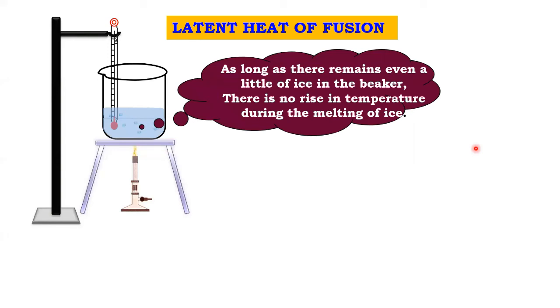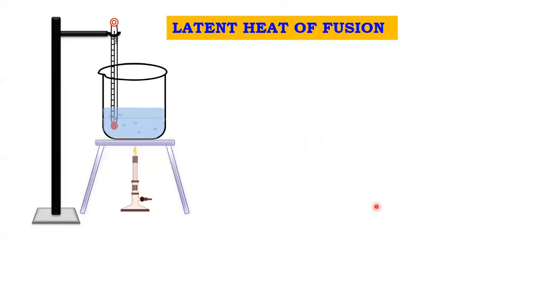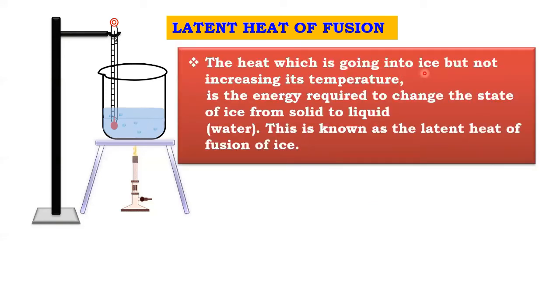So the amount of heat energy taken by this ice to get converted from solid state completely to liquid state without changing in its temperature will be called the latent heat energy of fusion. Okay, so let's see what we have over here. The heat which is going into ice but not increasing its temperature is the energy required to change the state of ice from solid to liquid, that is water. This is known as latent heat of fusion of ice.